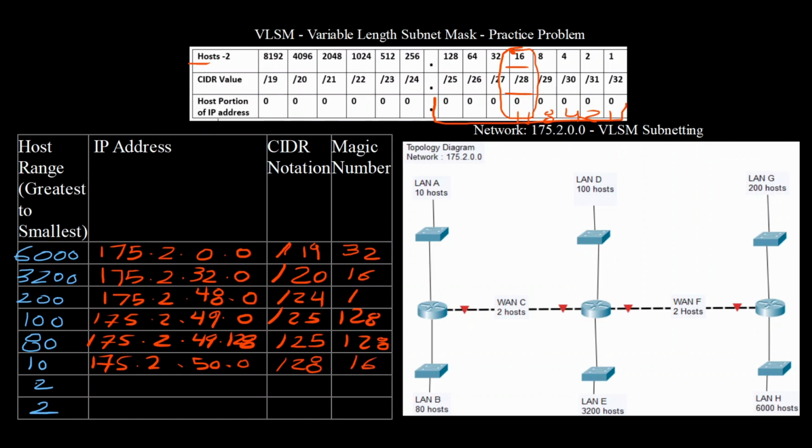Okay, now here for the last two local area networks, 175.2. Here we do have 50 and 16.